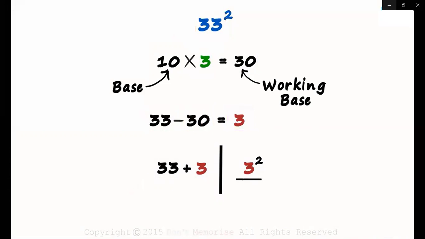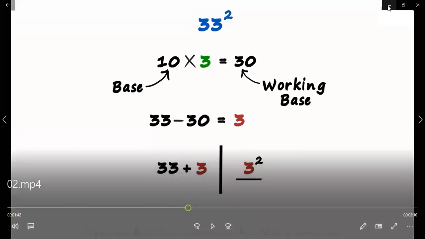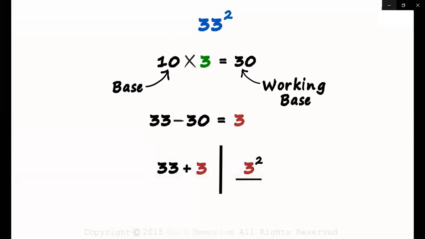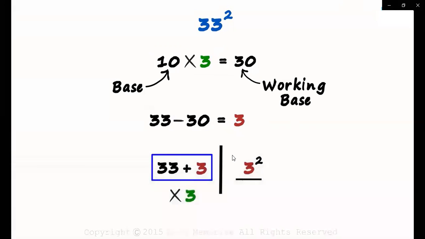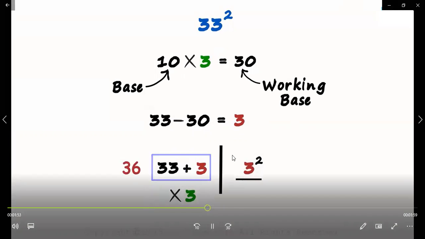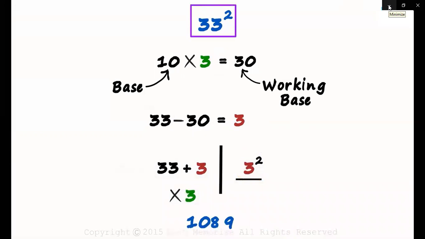On the left hand side we get the sum of the number and the difference, and on the right the square of the difference. One major difference to keep in mind is that this answer will not be 369, even though 33 plus 3 is 36 and we write 9 from here. We have to multiply the left hand side of the partition by 3. This 3 is the multiple of the base, that is how many times we multiply the base to get the working base close to 33. So 36 into 3 is 108, and 3 squared is 9. Our final answer is 1089, the square of 33.